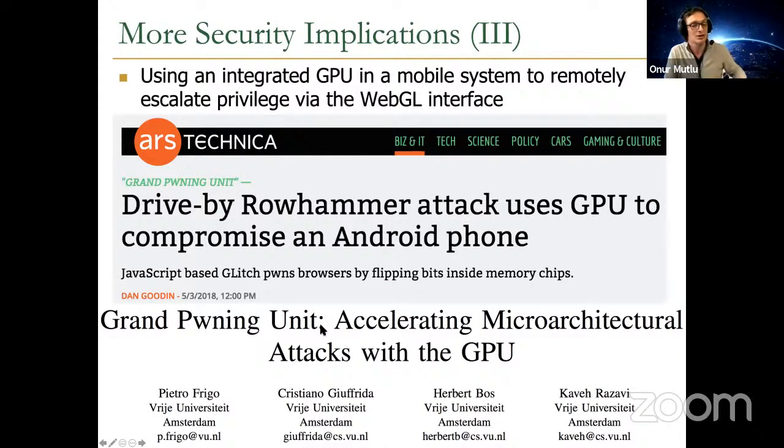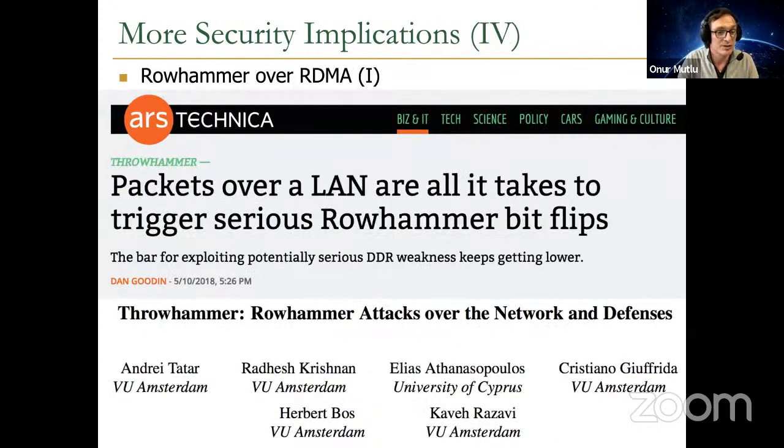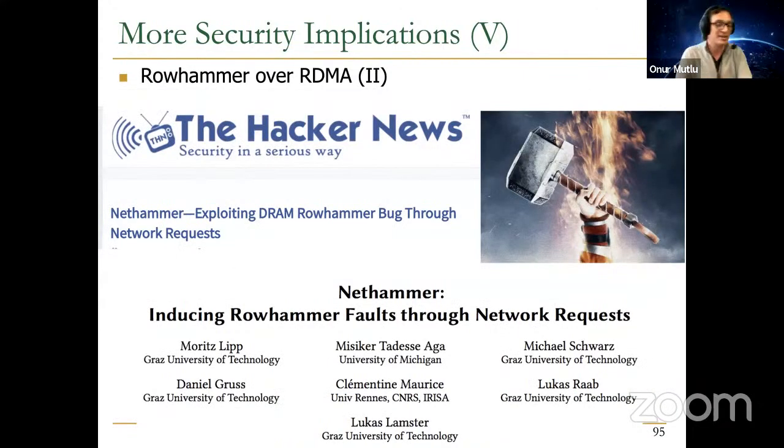GPUs are something we're going to talk about later on in this course also. These are massively parallel machines. You will see that they're very fast, and they can enable much faster hammering of the rows. Other folks show that you can do these RowHammer attacks over the network, so take over a remote machine by hammering its memory. Some other, competing folks show that they could do exactly the same thing. So these attacks have been repeated many, many times, as you can see.